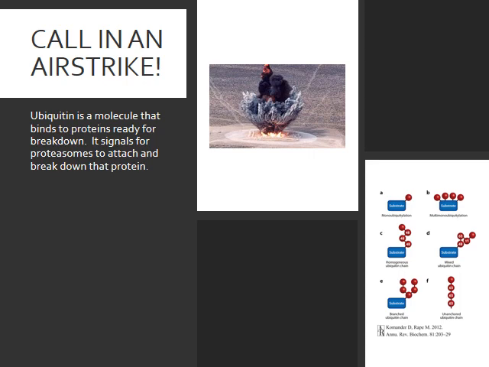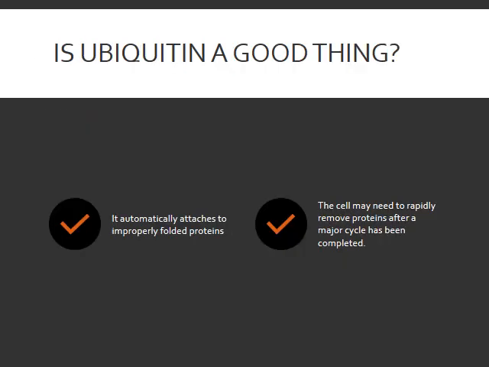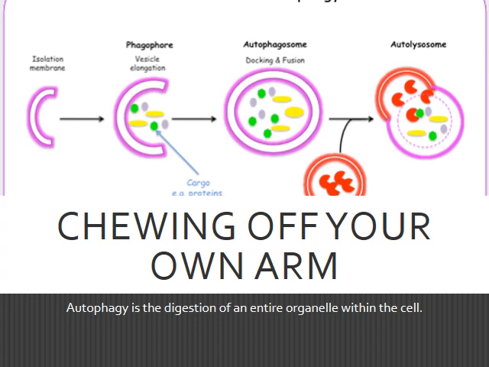So if you've got a whole bunch of these ubiquitin molecules building up, you know that it's time to break that molecule down. Now this ubiquitin works because it automatically attaches to improperly folded proteins, so things that can't do their jobs. And if you need to remove proteins quickly after like the cell cycle, which we'll get into later, ubiquitin binds and lets you tag these proteins for removal. So once that ubiquitin binds, an exosome or a proteasome will bind to the ubiquitin and devour the molecule.